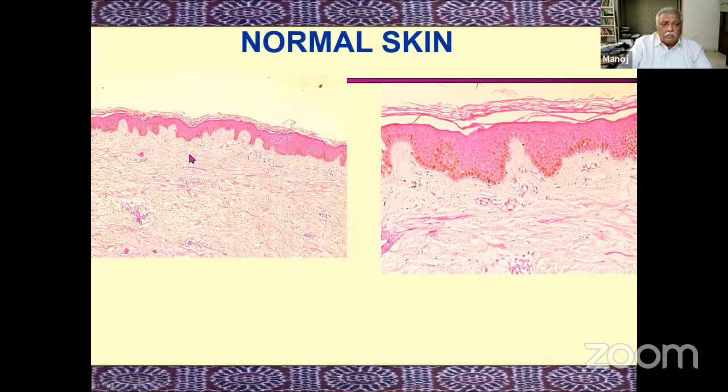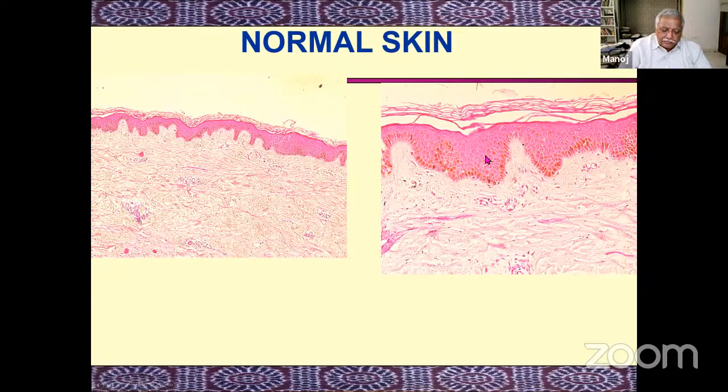So if we look at the normal skin, we see that there is keratin present in a linear fashion on top. The epidermis, the dermis. A little bit of magnification of the same.